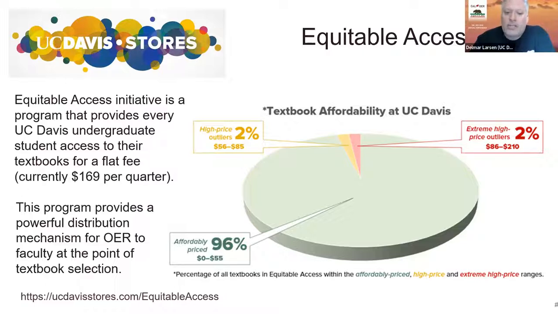The issue about why this is important for OER is it provides a valuable mechanism to distribute OER. And that's where LibreTexts actually has a relationship with the bookstore in order to get OER to the faculty on my campus, because they have the ability to select OER at the point that they are selecting the textbook. And that's a very valuable distribution mechanism for pursuing OER.